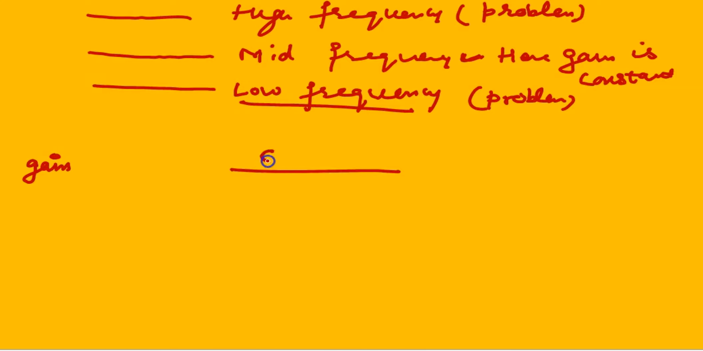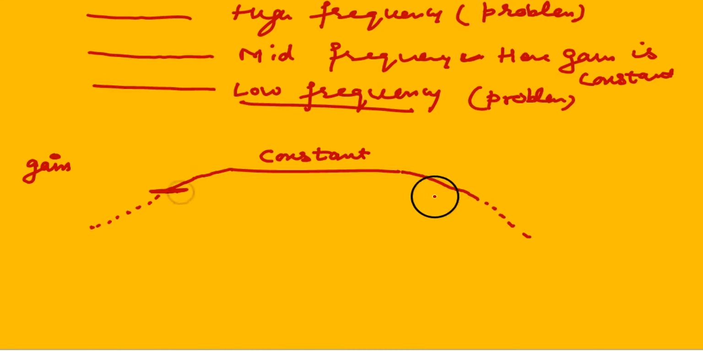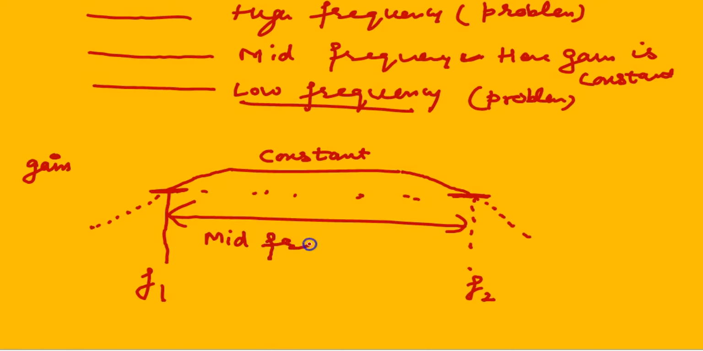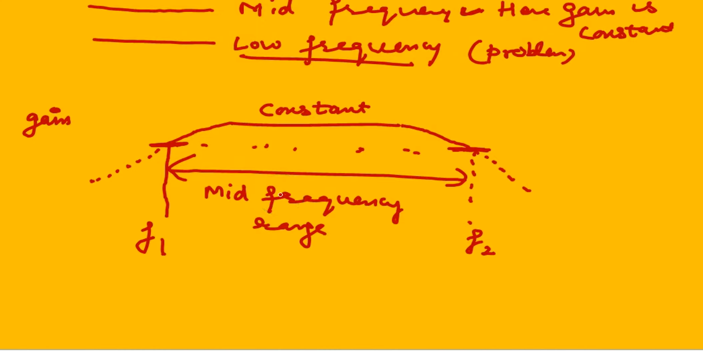So here the gain remains constant, but at the lower side the gain decreases, and at the high side the gain decreases. Here the gain falls to a specific value, and that is the frequency F1 and F2. The range between F1 and F2 is called the mid-frequency range. But what is F1?